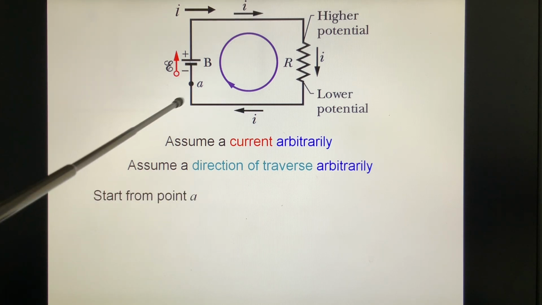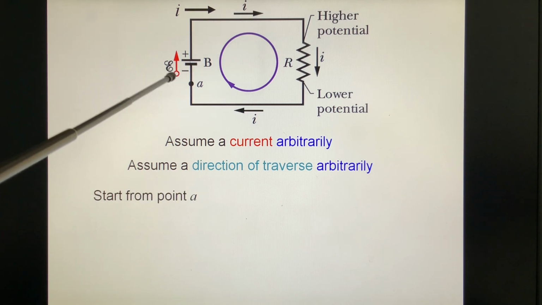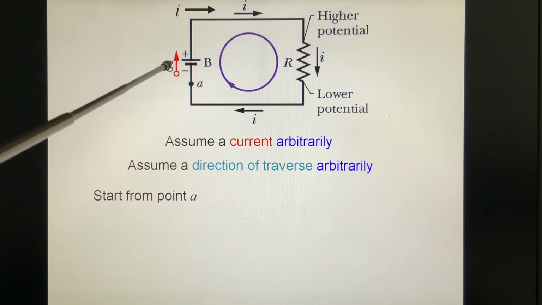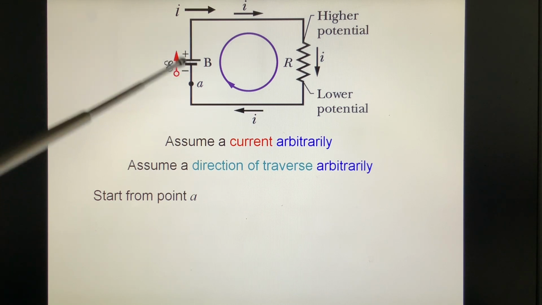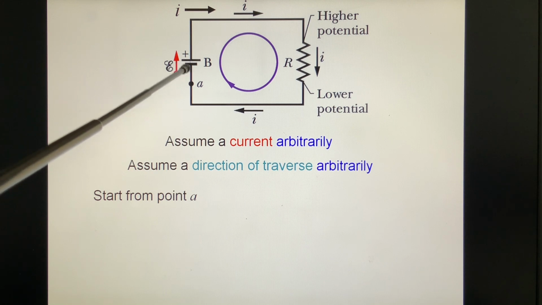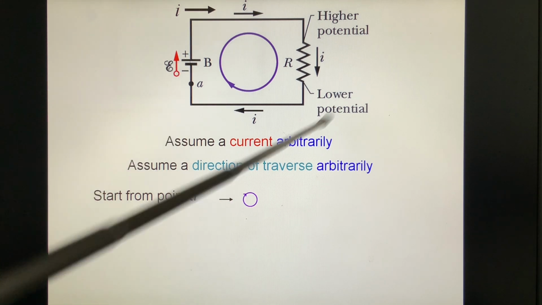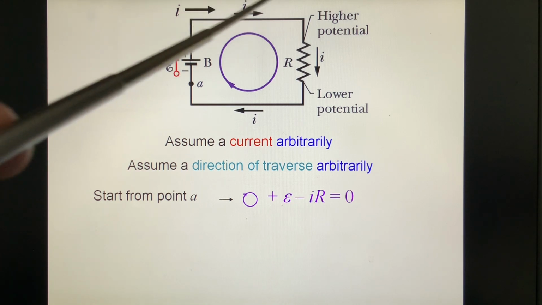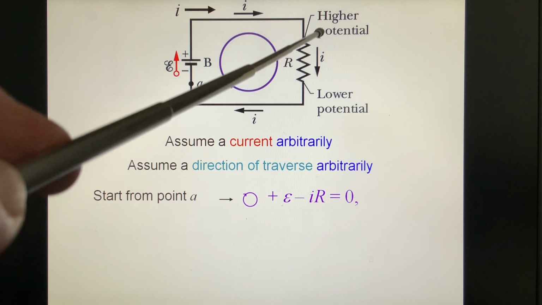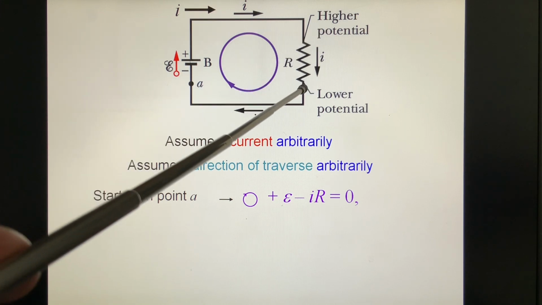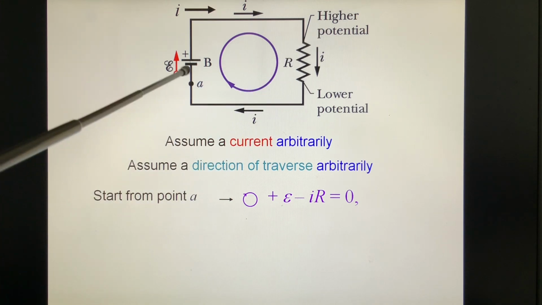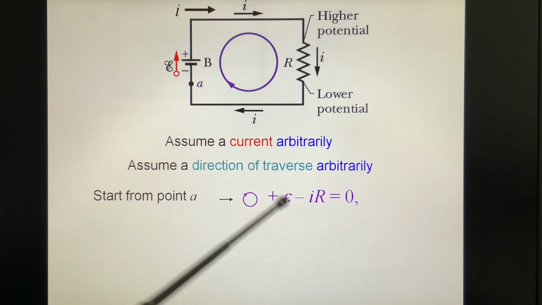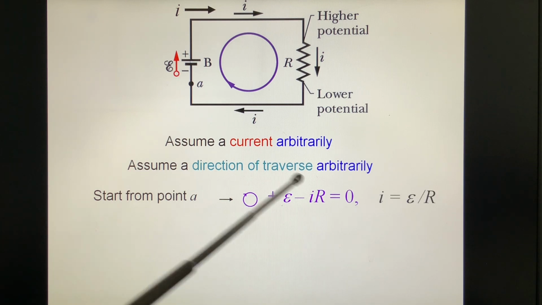Starting from point A, we go along the direction of this arrow, and we get a potential increase. We go clockwise, increase. And going through the resistance along the direction of current, we get a minus IR. And we go back to zero. From this, we get I equal to epsilon over R.